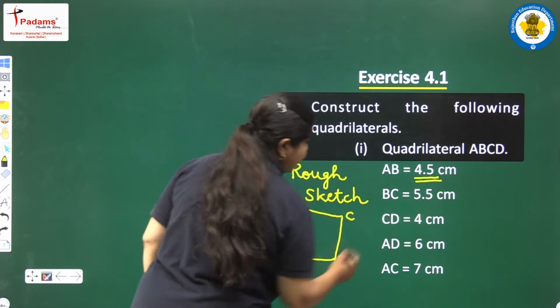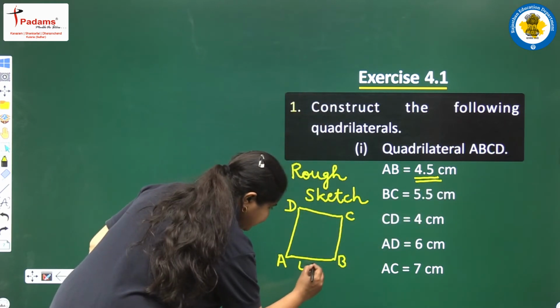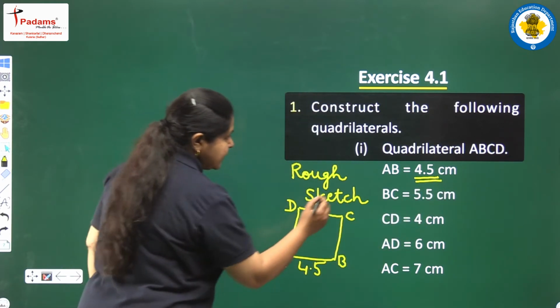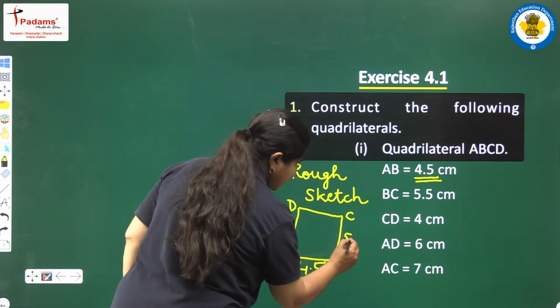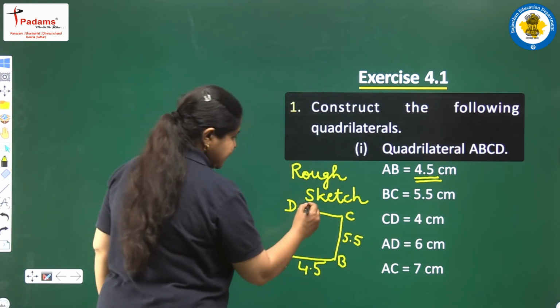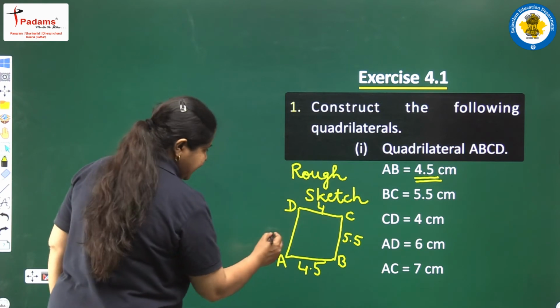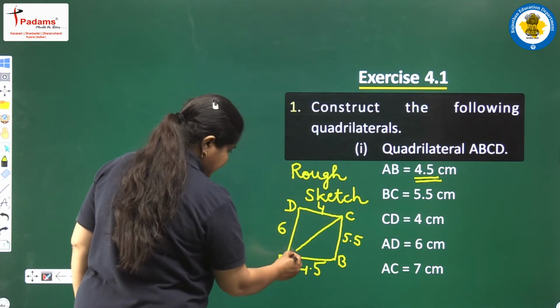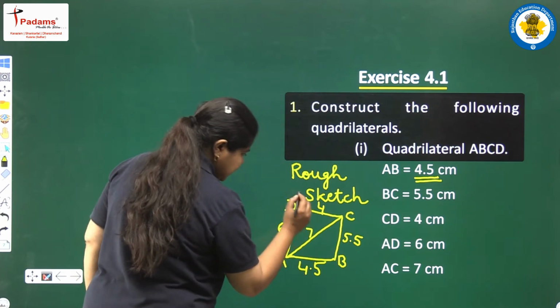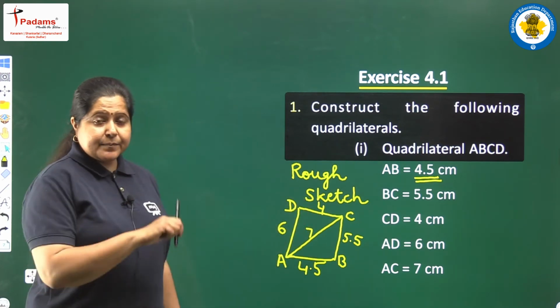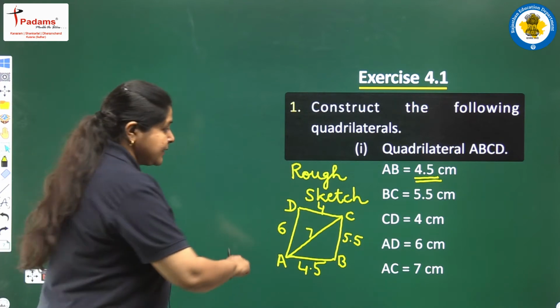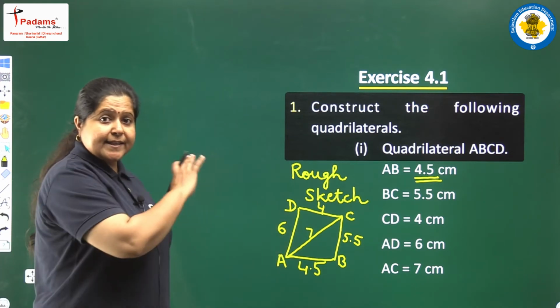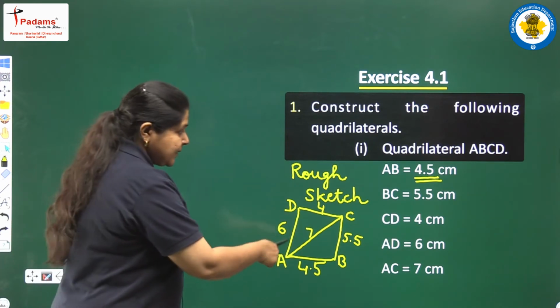AB is given to be 4.5 centimeters. So, let us mark it here 4.5. Then BC is 5.5. Then CD is 4. AD is given to be 6. And we have this diagonal AC as 7 centimeters. You must have seen in the previous example how this rough sketch helps us to design the main figure. So, it is very compulsory.